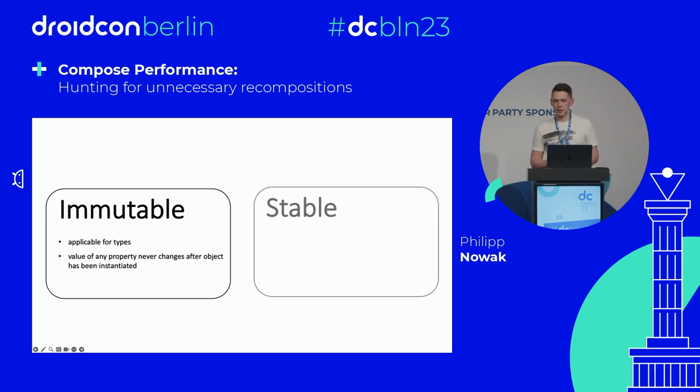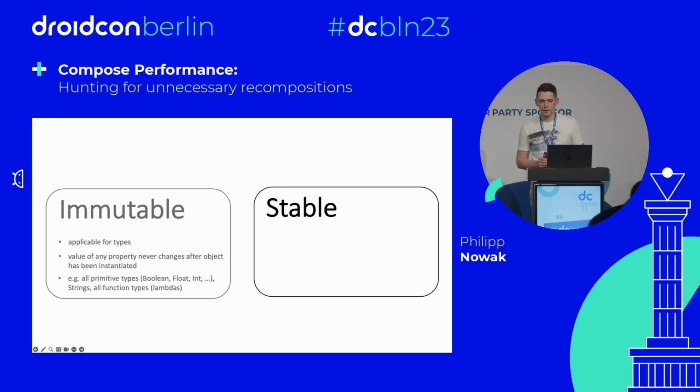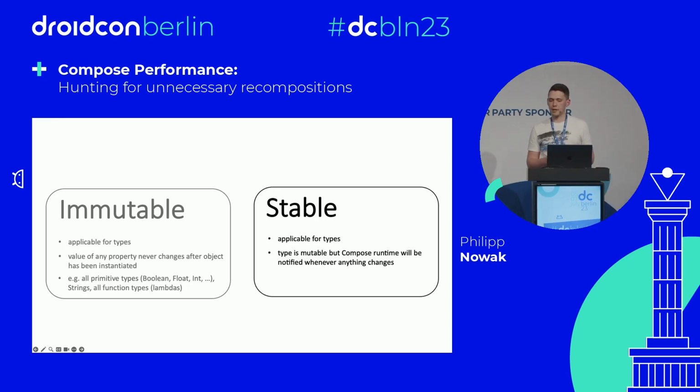Examples for immutable types are all primitive types like Boolean, integer, or float, as well as strings and all function types. Stable, on the other side, is also applicable for class types and means that the type can be mutable, but the compose runtime will be notified whenever anything changes that will cause different results. By notifying, it means using compose state. So, for example, the mutableStateOf function to construct a new mutable state. Both categories will simply output as stable in your report, so the report doesn't differentiate between immutable and stable.